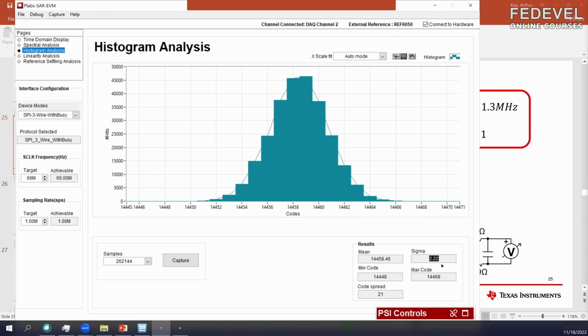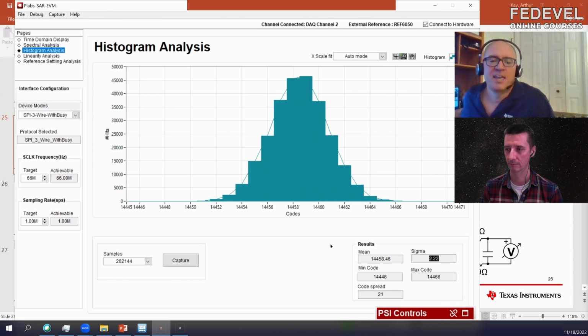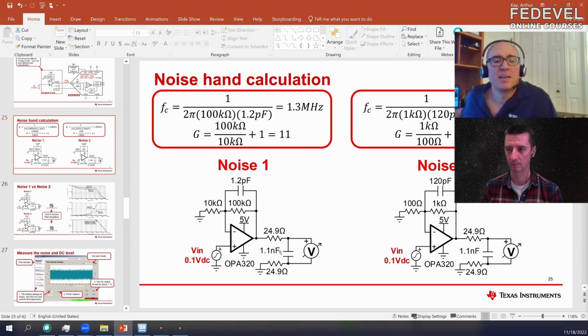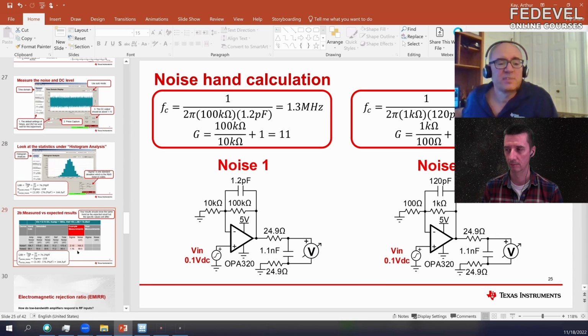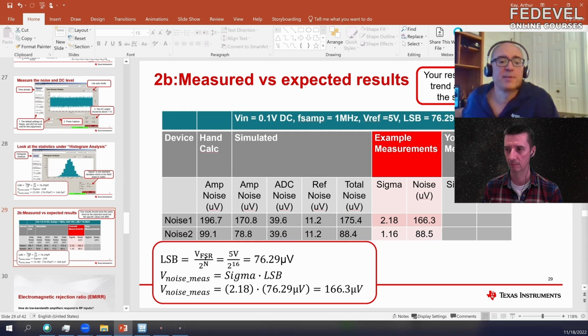That's the RMS noise, but it's the RMS noise in codes, not in volts. Whenever you're dealing with the A to D converter, you can convert the codes to volts by multiplying by a factor. This table shows that factor. The least significant bit is the factor that you use to convert codes to volts.